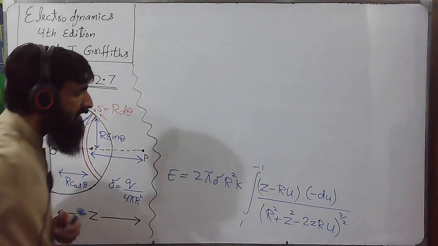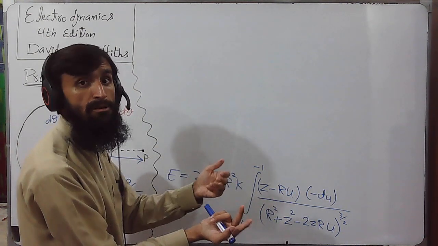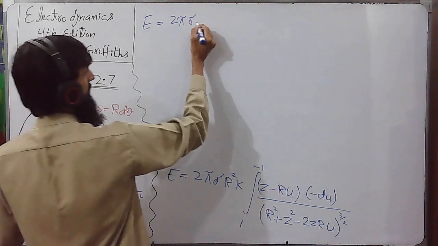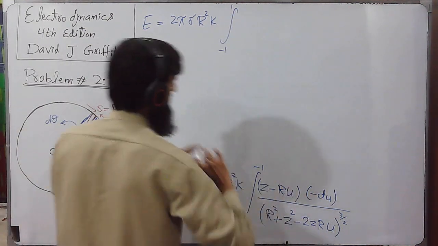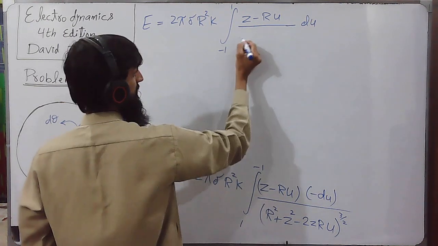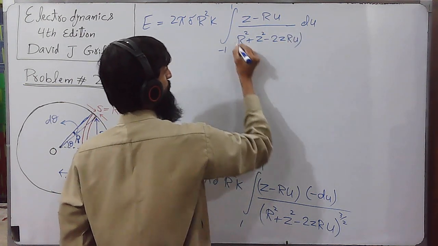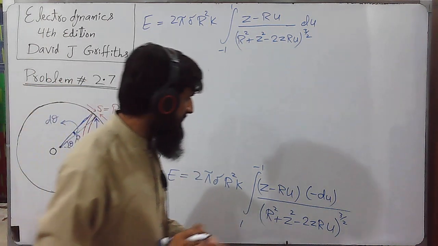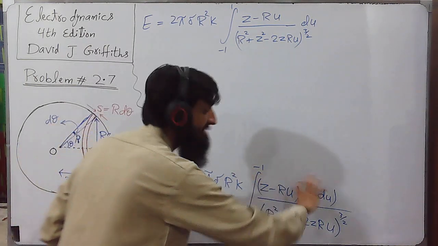Okay, in the next step, by removing this negative sign, these limits of integration will be interchanged, and it becomes E equals 2 pi sigma r square k, with the limits interchanged and the negative sign removed, integral of z minus r u into du divided by r square plus z square minus 2 z r u whole power 3 by 2. It's your own choice. You can use either u or x or t or something else, but don't use the alphabets that have already been used in this integral.